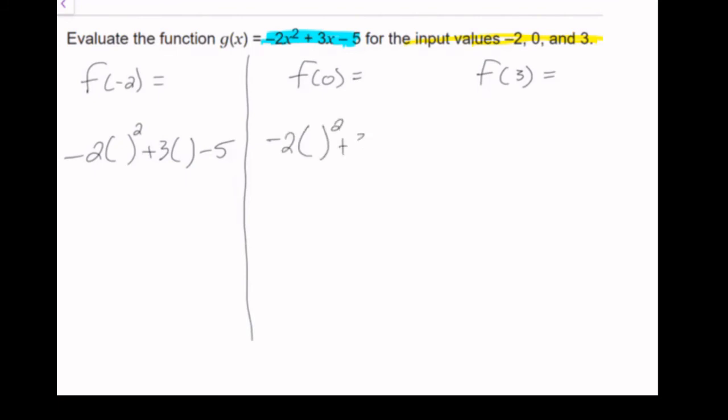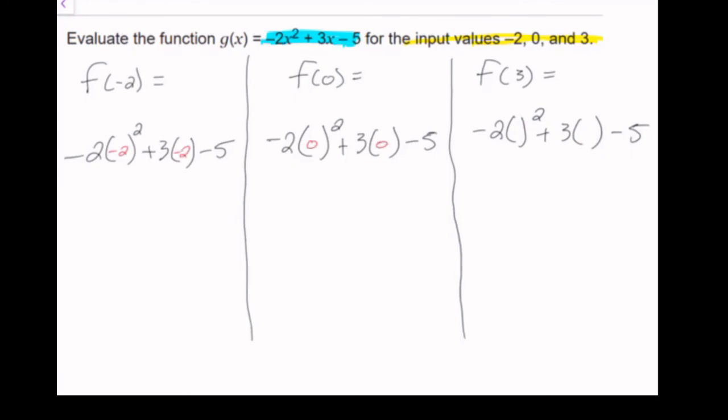Okay, class. Notice how I'm writing out the same equation 3 separate times, because we are evaluating at 3 different input values. So, negative 2 blank squared plus 3 times blank minus 5. Remember, parentheses mean multiplication. So let's evaluate the first one, negative 2. I'm going to fill in negative 2 where I left a blank, or my variable x.